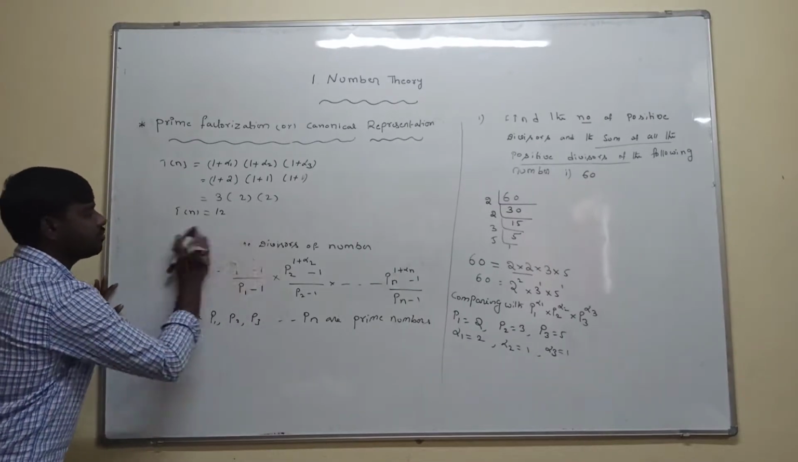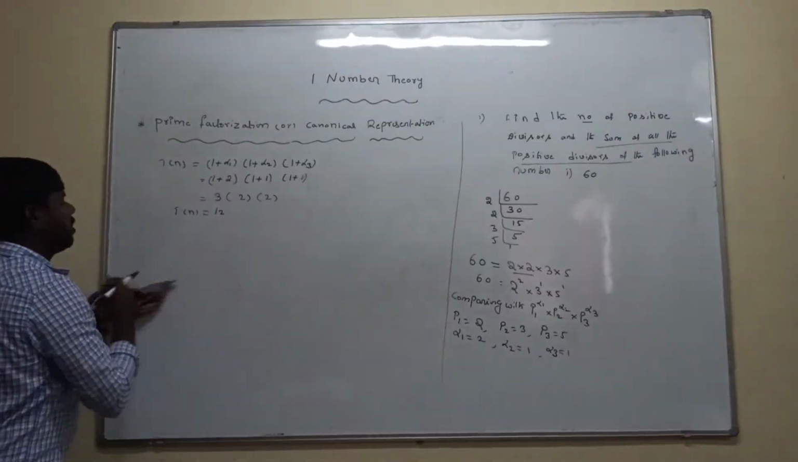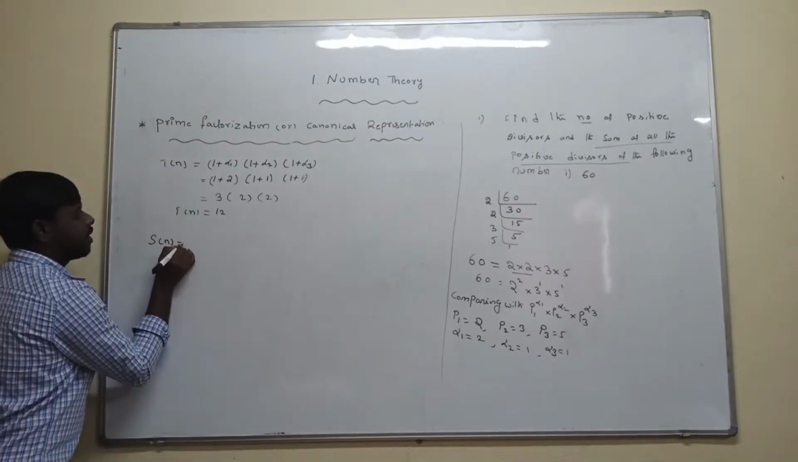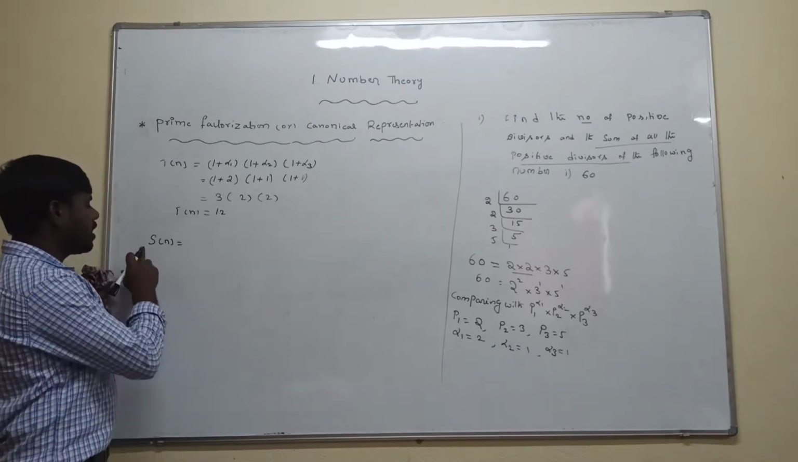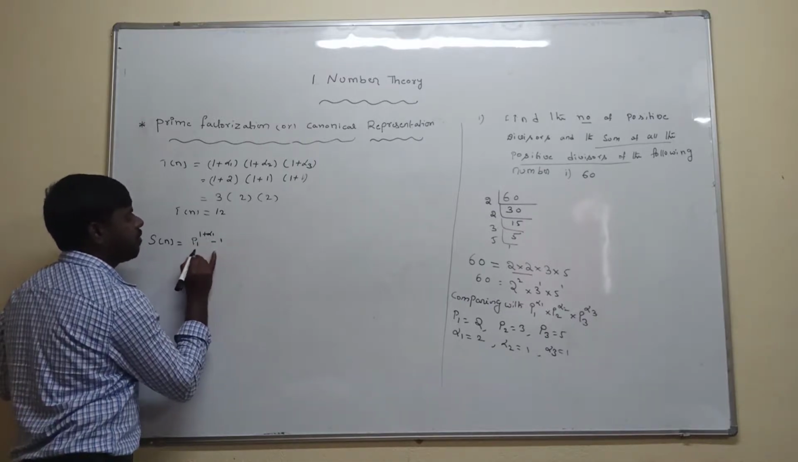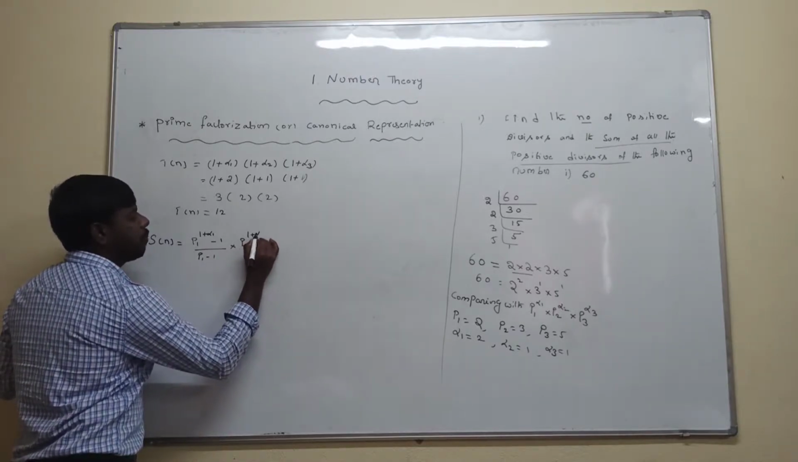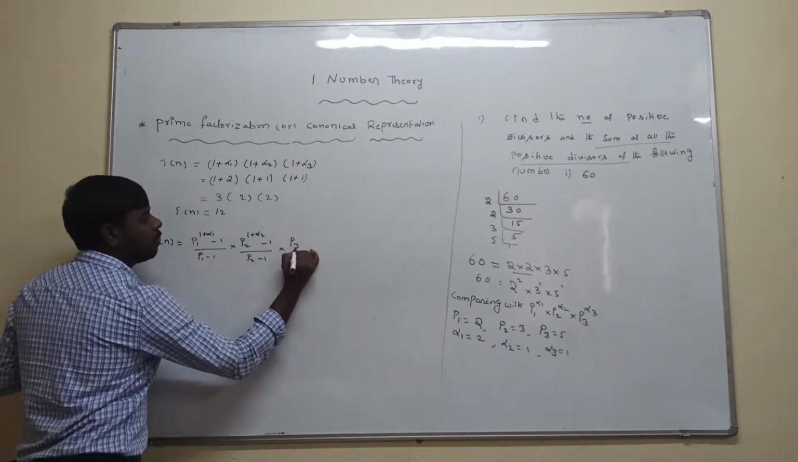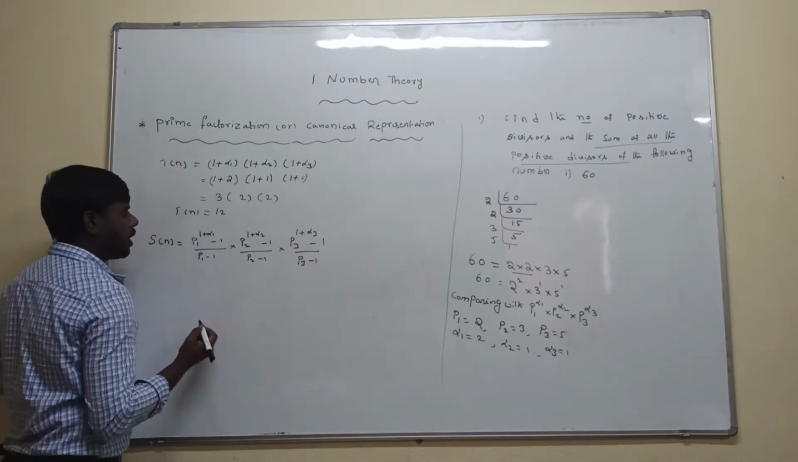See the second one. The sum of all the positive divisors of a number is denoted by S of n. The formula is P1 power 1 plus alpha 1 minus 1 divided by P1 minus 1 into P2 power 1 plus alpha 2 minus 1 divided by P2 minus 1 into P3 power 1 plus alpha 3 minus 1 divided by P3 minus 1. Now substitute the values.